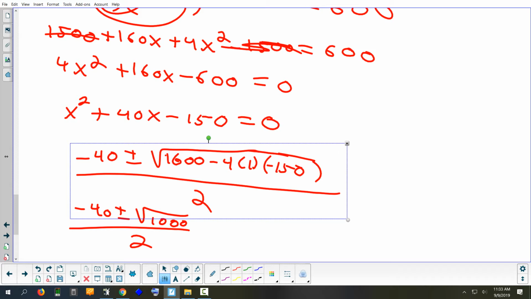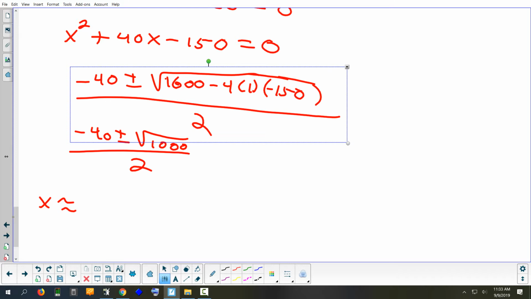So let's do this again. What's negative 4 times 1? So that's negative 4 times negative 150, which is plus 600. So that's not going to end up being a minus 600, it's going to be a plus 600. What's 1,600 plus 600? 2,200. Now let me double check, but I think that was the problem.